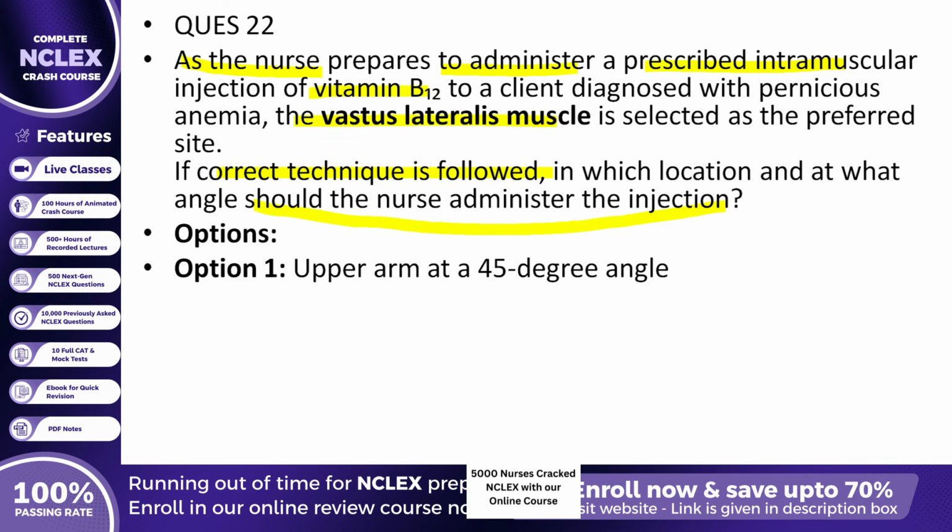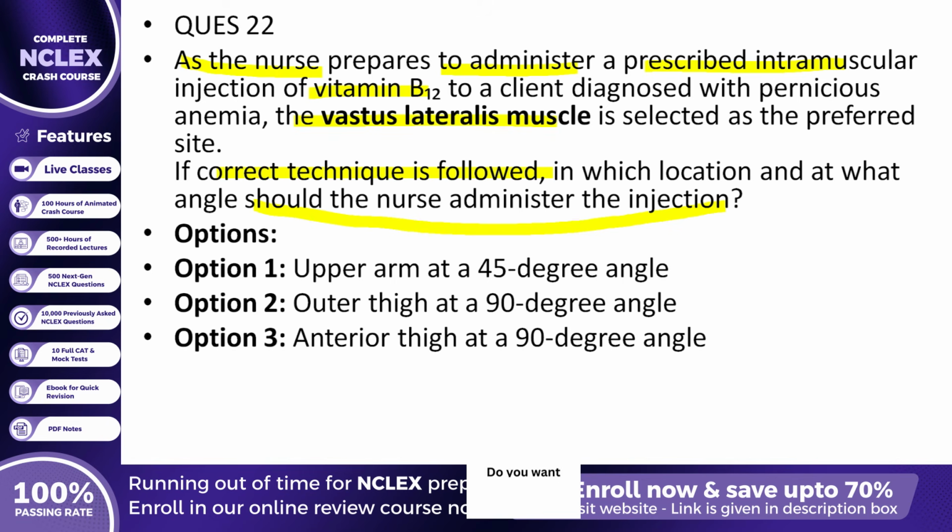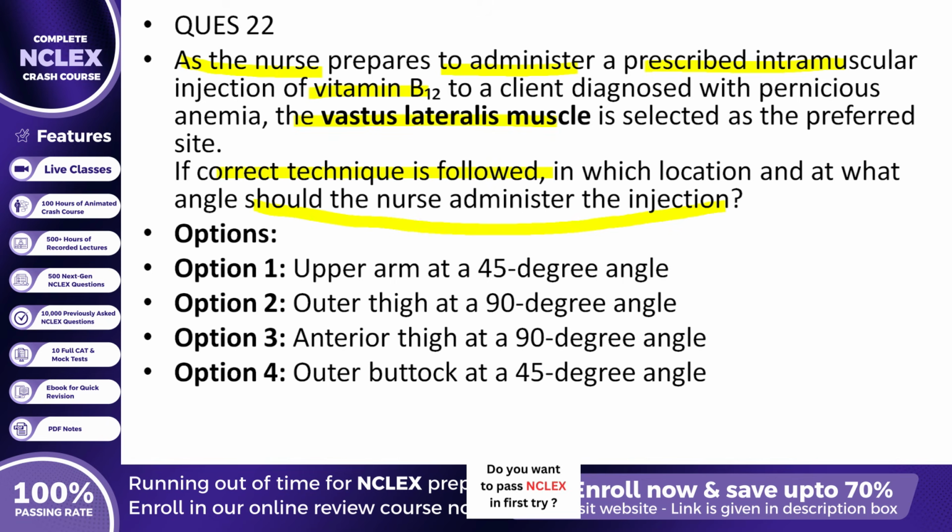Option 1, upper arm at a 45-degree angle. Option 2, outer thigh at a 90-degree angle. Option 3, anterior thigh at a 90-degree angle. Option 4, outer buttock at a 45-degree angle. After applying sound clinical reasoning, the correct answer is option 2, outer thigh at a 90-degree angle.